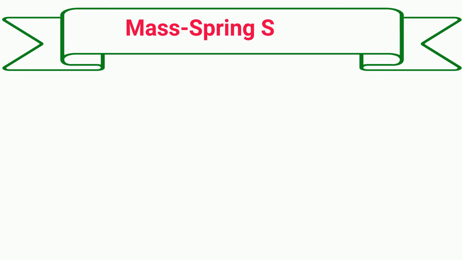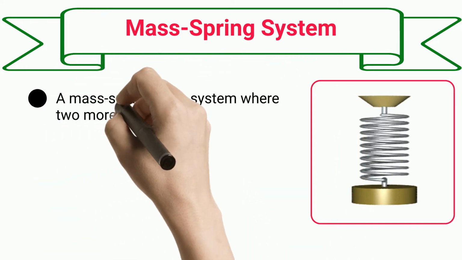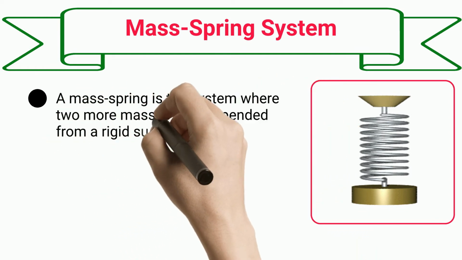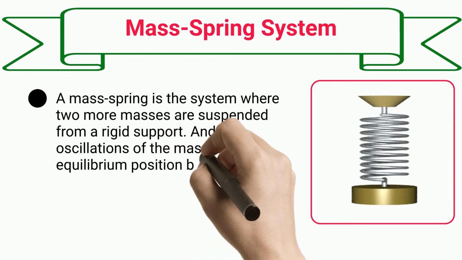Mass spring system. A mass spring is a system where two or more masses are suspended from a rigid support. And the oscillations of the mass from its equilibrium position back and forth are evaluated.